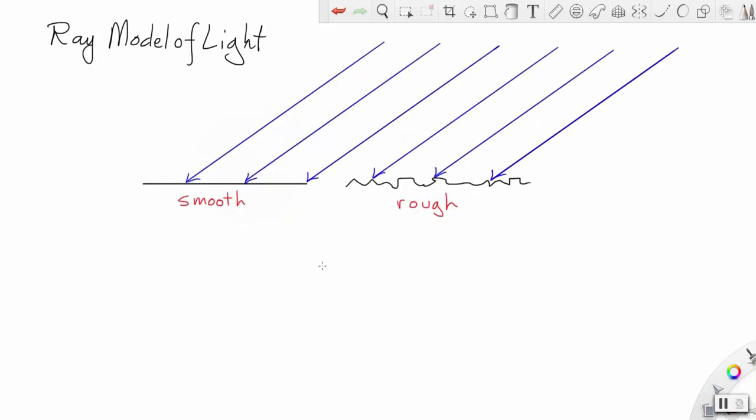To better describe that effect, what we need to do is zoom in on a smooth surface and a rough surface, and we have a source of light that's shining on our surfaces, and we can look at what happens on both of those surfaces. Now, what is always going to happen when light hits a surface is called the law of reflection.